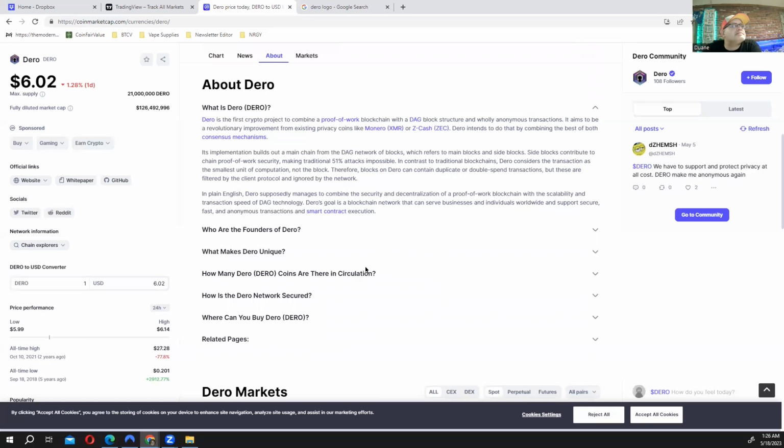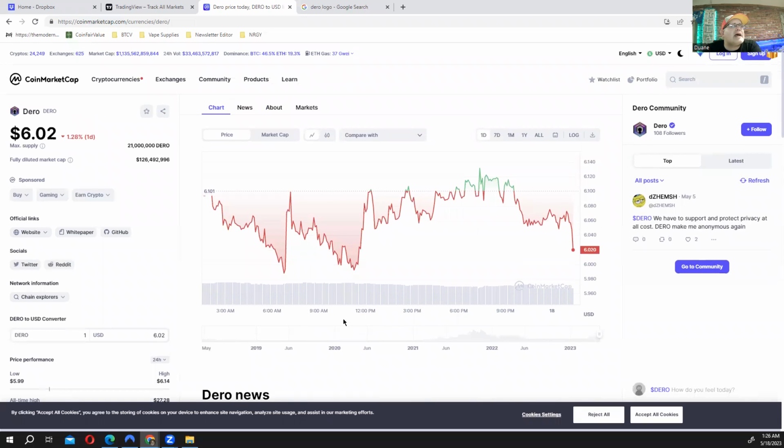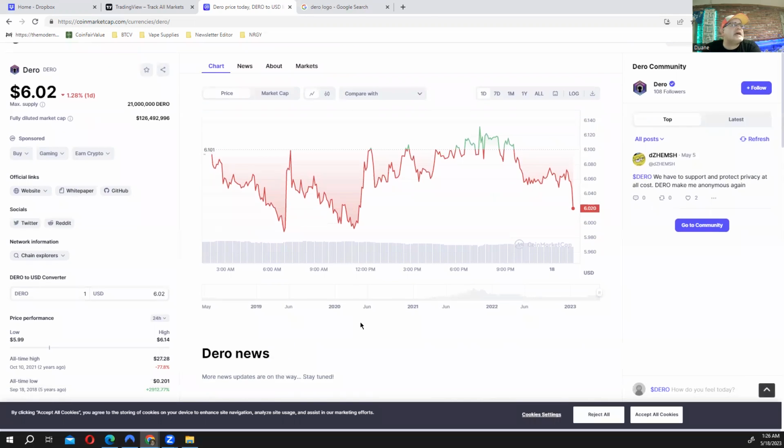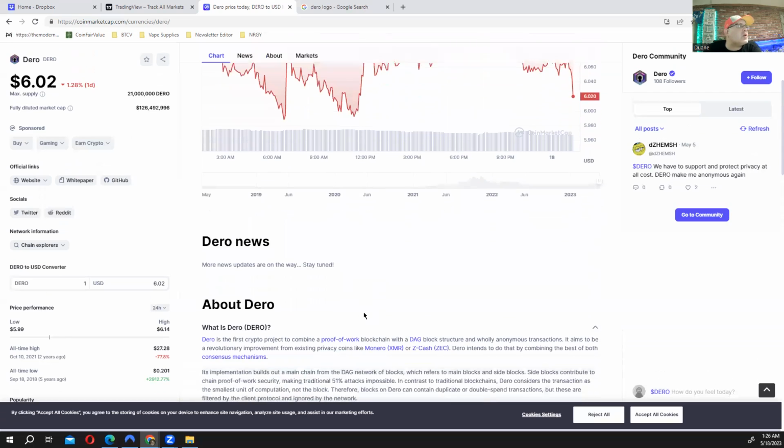Some interesting things about Dero. I do like the fact that it is a privacy coin, and it looks to be operating in the DeFi market. So let's take a look at this chart. Let's analyze the trade. Let's see where this can go.